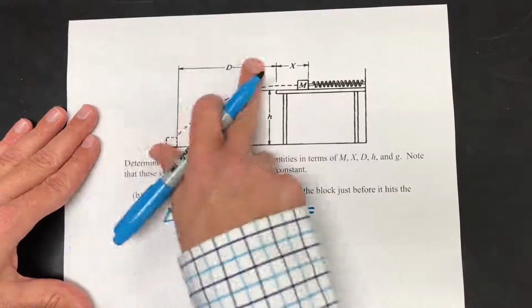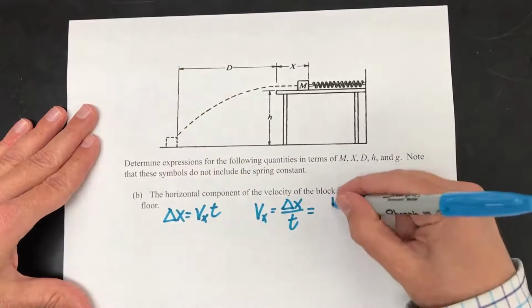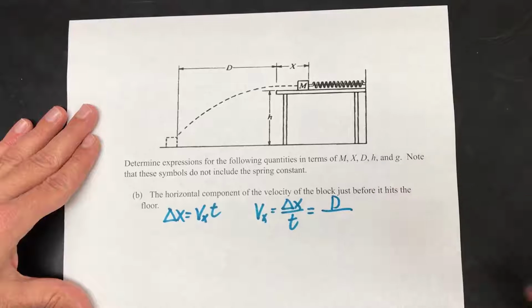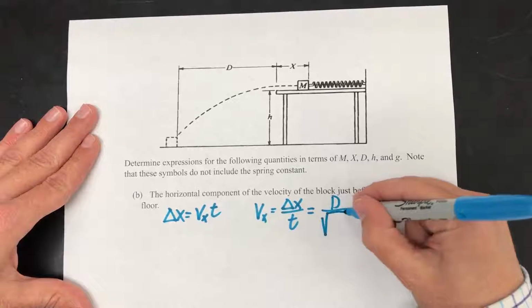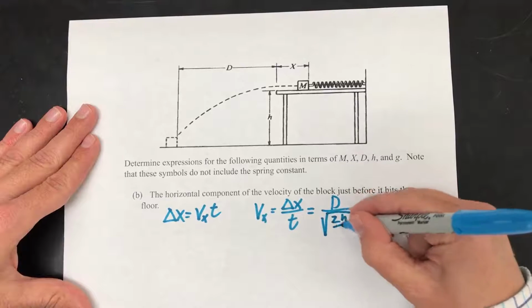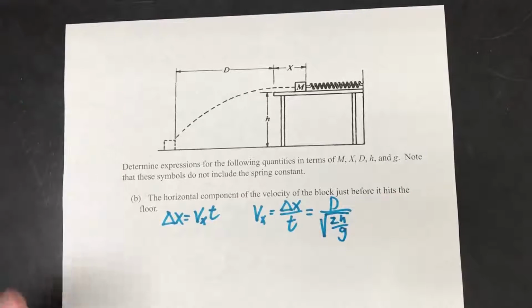This range that we're talking about is this d right here. So capital D is the range, and the time is the one that we just found, the square root of 2h over g. And you can leave it just like that. Your math teacher will tell you that that's not okay, but it's fine. You can leave it like that, and they'll give you full credit for it.